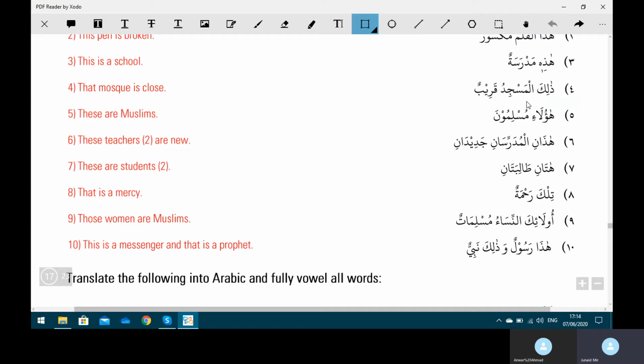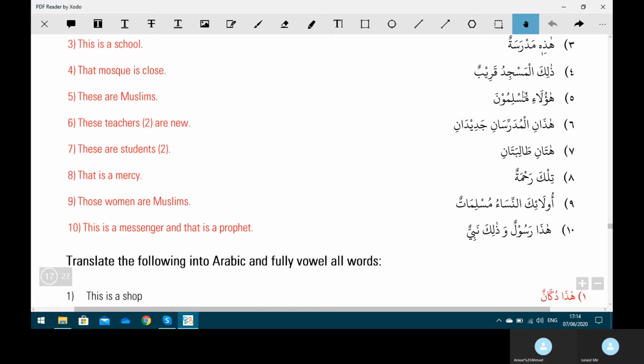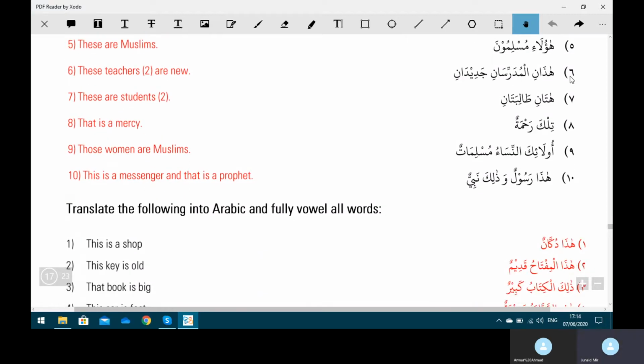So I translated it as a sentence. Because if it was ha'ula'il muslimuna with the alif lam over here, then I would say these Muslims. That wouldn't be a sentence. But there's no alif lam there, so it's a full sentence. So these are Muslims. Number 6.